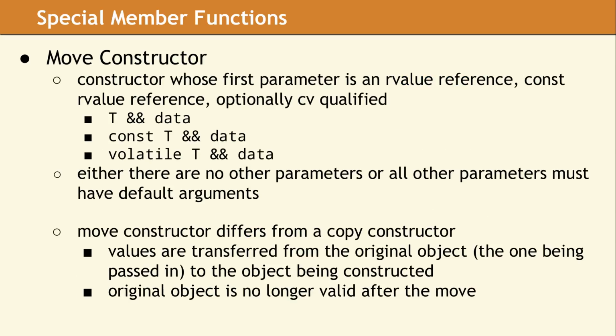The move constructor is similar to a copy constructor, but the parameter type is an R-value reference instead of an L-value reference. This R-value reference can be CV qualified, but in practice this is rarely, if ever, used. The normal signature is the first one listed, T && data. The purpose of a move constructor is to move data from an old object to a new object, potentially leaving the old object in some invalid state.